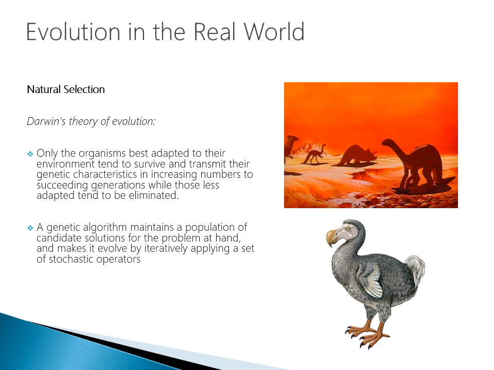A genetic algorithm maintains a population of candidate solutions for the problem at hand, and it makes it evolve by iteratively applying a set of stochastic operators. So we'll get into the mechanics of genetic algorithms down the road, but I think it's important that when we look at it, only the strong survive.